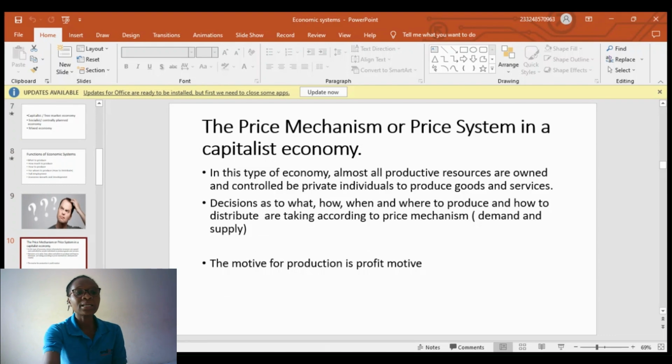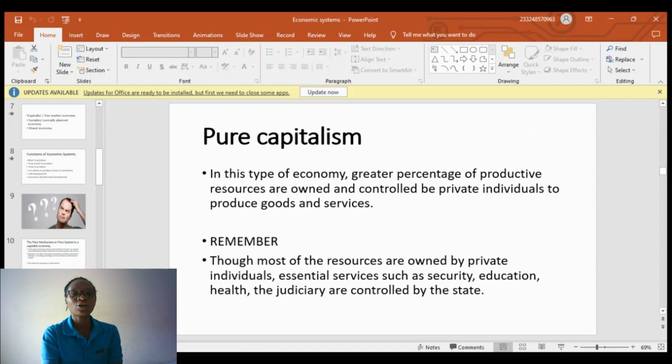Now let's see the economic system. The capitalist economic system has other versions, right? We have pure capitalism, where we know that a greater percentage of the resources are controlled by private individuals, and they are owned by them.